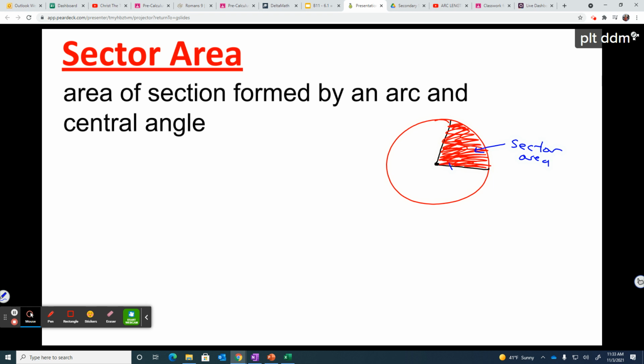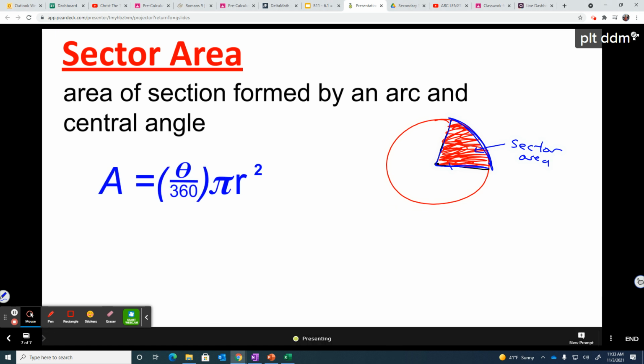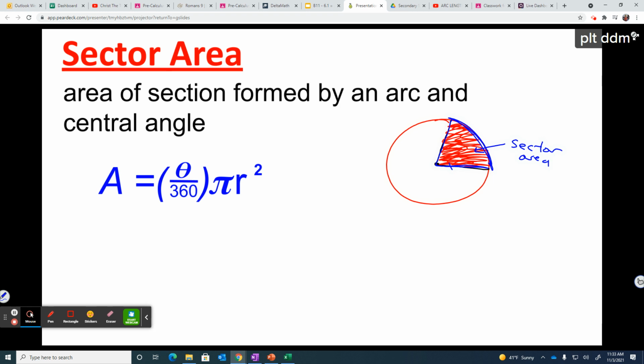So a sector area is the area of this section formed by an arc, which we already talked about, and the central angle, which is this. That's sector area. And the formula is kind of like the last one, except instead of taking theta over 360 times the circumference, what do you think that would be? Pi r squared. Yeah, pi r squared is the area. So theta over 360 times pi r squared. That's the area. So this is like the portion of the entire area. So it's a pretty intuitive formula.